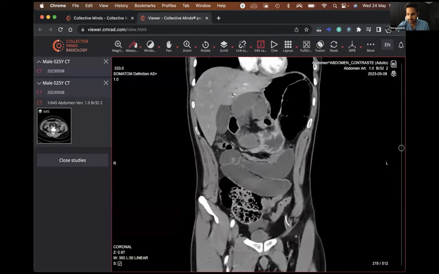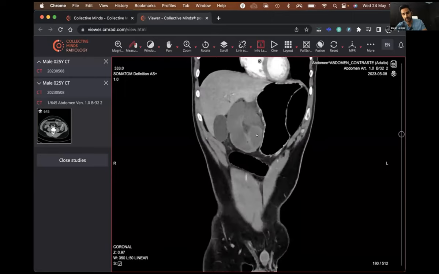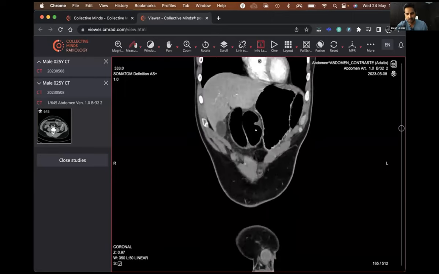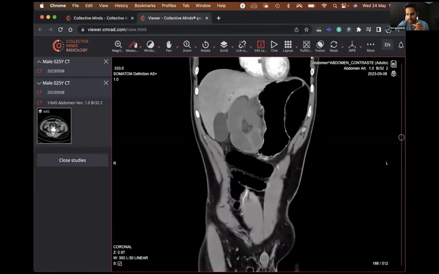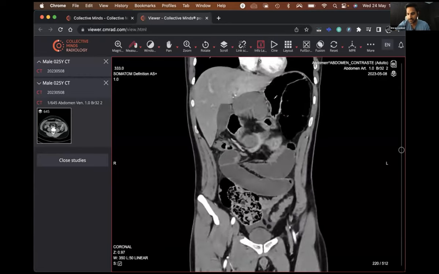Can you see that? In and out. So if I go backwards and forwards, it's almost like a swirl of a coffee bean like you'd otherwise get with a sigmoid volvulus. This is way too high up, right? So therefore, this is in keeping, oh, sorry, my PT's YouTube channel.